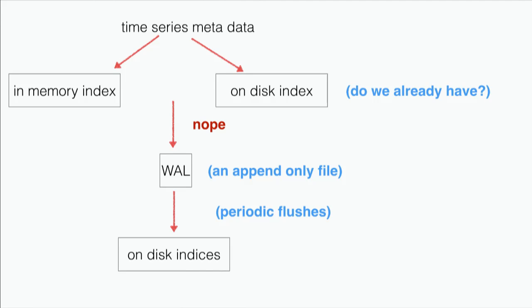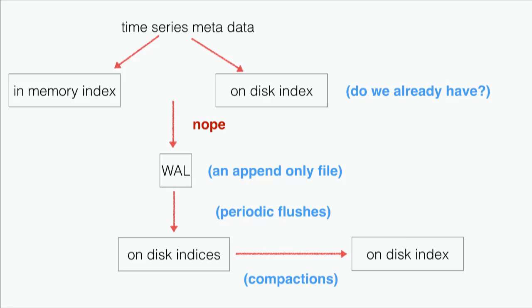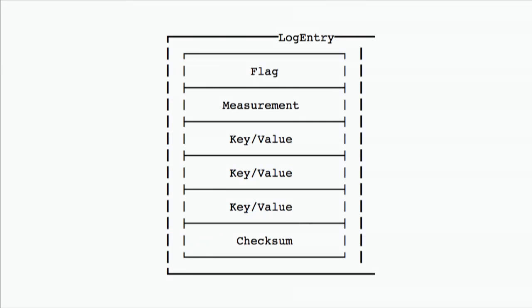But we write out those files. And then in the background, we will do compactions of those files into larger and larger index files. So here's what a log entry looks like. It's not very exciting. You have measurement, key values, checksum. It's pretty basic. The flag is whether or not it's a deletion of the time series data, right? So we still have this concept of tombstones versus insert.